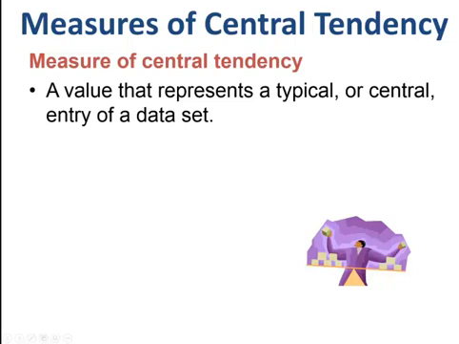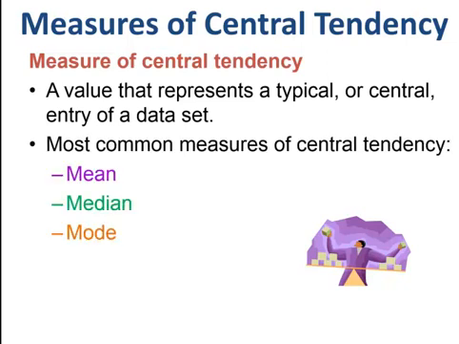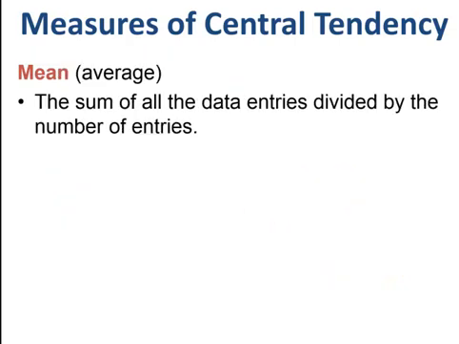Measure of central tendency: a value that represents a typical or central entry of a data set. The most common measures of central tendency are the mean, median, and mode. The mean is the average.